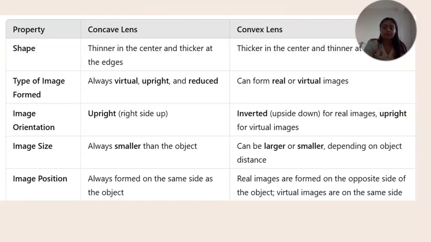Now there are the characteristics of the images formed by the concave lens, and their applications. In a concave lens the image is upright, and inverted in a convex lens. They are always smaller than the object, can be larger or smaller, and always formed on the same side as the object.